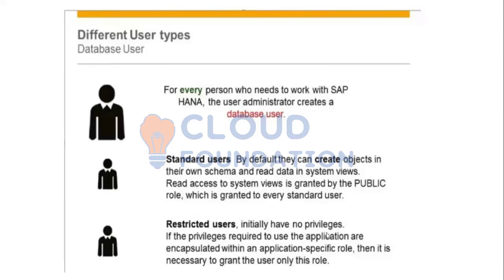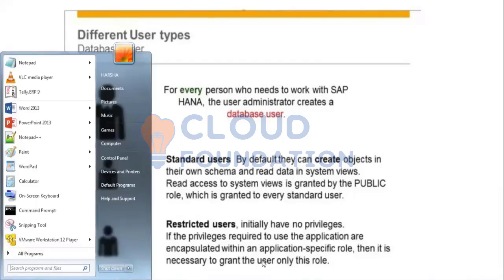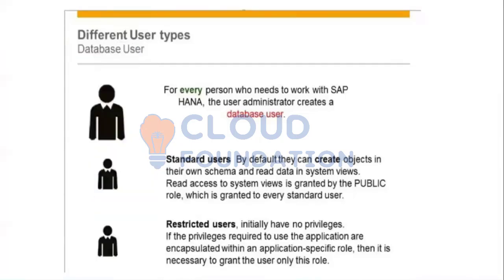We are not going to assign any system privileges, object privileges, or schema privileges to this restricted user, because he is not going to log in to HANA DB directly. What is he going to do? He is going to log in from the application itself. So for such users, there's a different access that we are going to give, that is nothing but your application privileges. I'm going to show you that.